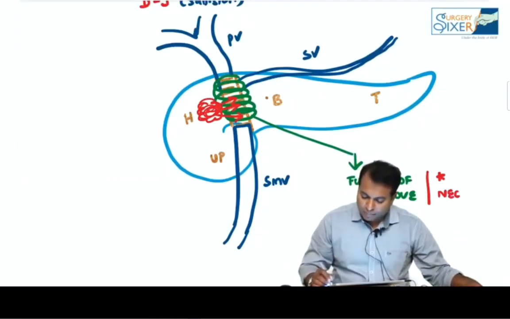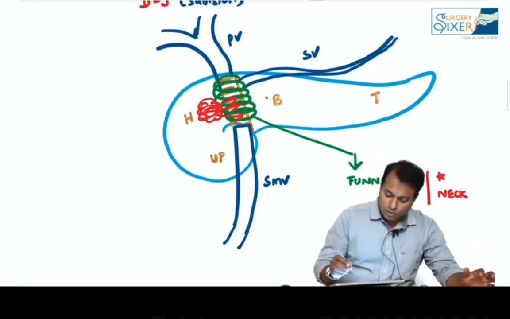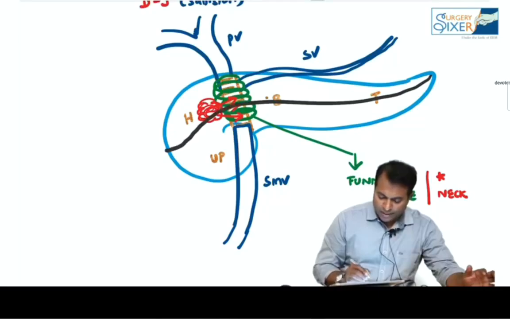Tunnel of love is seen in the neck of pancreas, into which superior mesenteric vein enters and comes out as portal vein. Please remember this tunnel of love. And at this point, you should know the duct. So this duct which I am drawing, what is the name of this duct? This is the major duct of pancreas. What is the name of this duct?